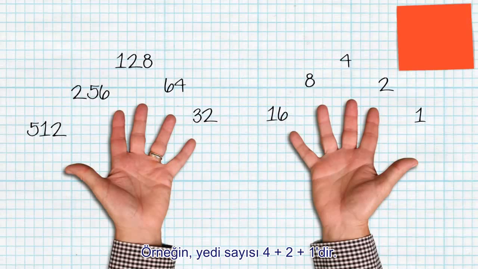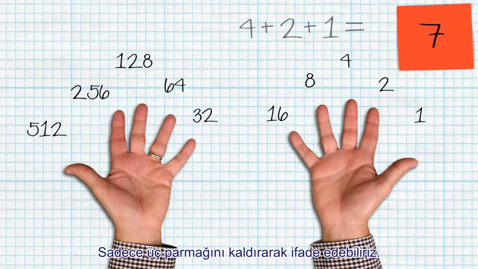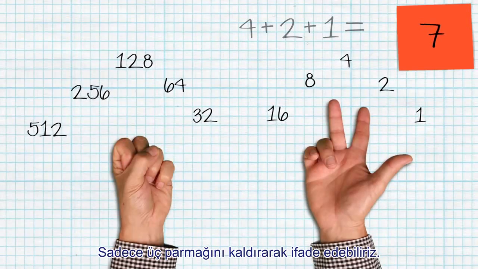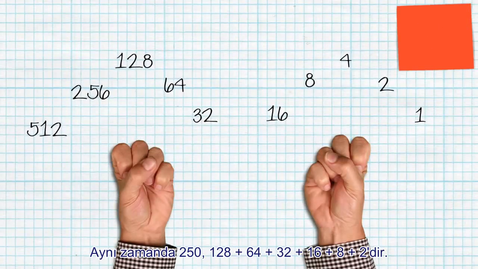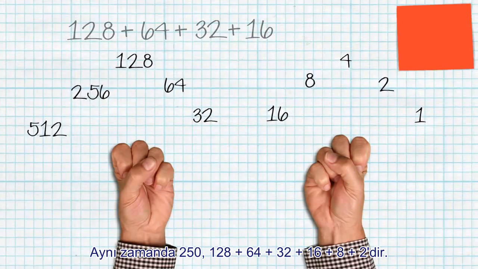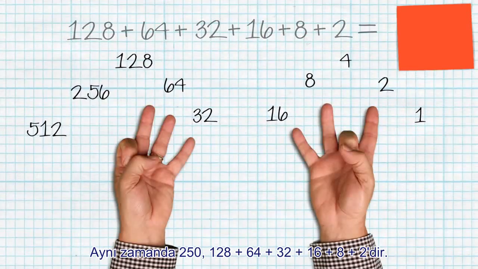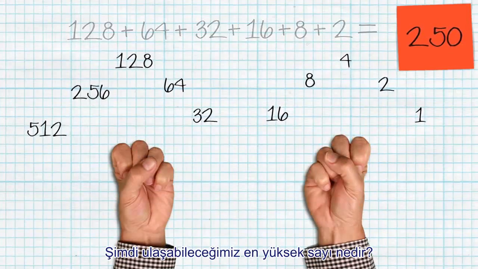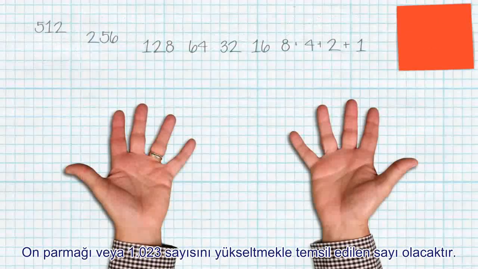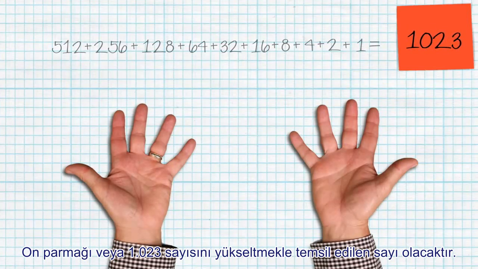And any positive integer up to a certain limit can be expressed as a sum of these numbers. For example, the number 7 is 4 plus 2 plus 1, so we can represent it by having just these 3 fingers raised. Meanwhile, 250 is 128 plus 64 plus 32 plus 16 plus 8 plus 2. How high can we go now? That would be the number with all 10 fingers raised, or 1023.